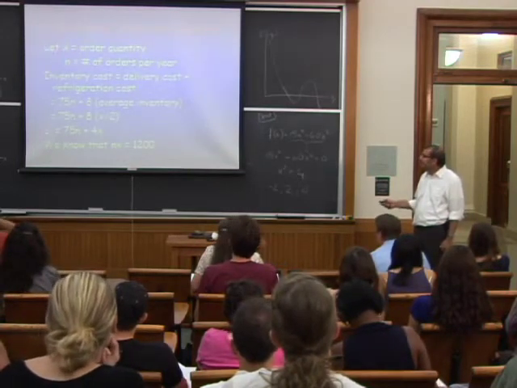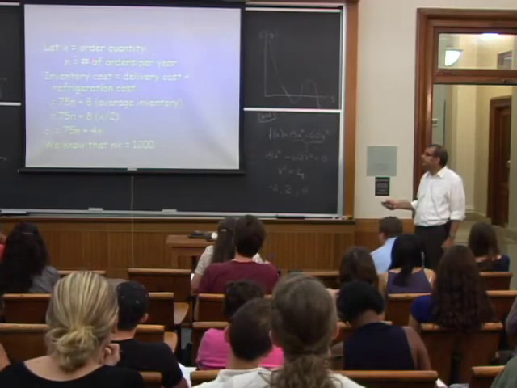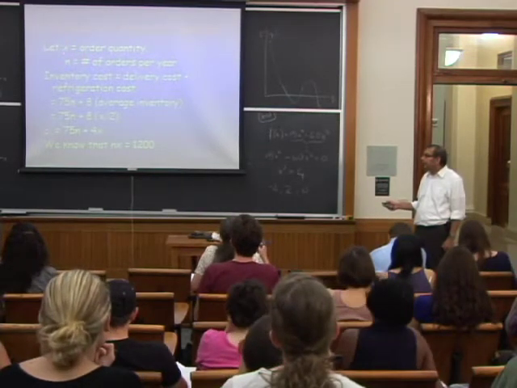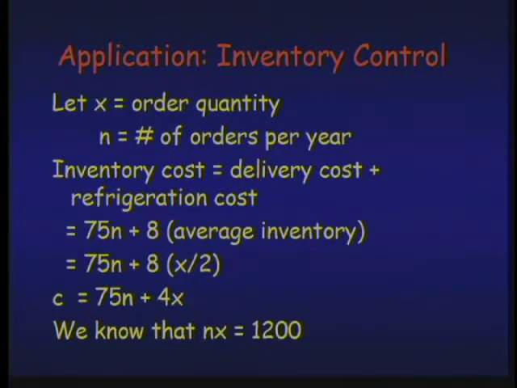So let that order quantity be called X. So that's the total number of cases that you order per order. N is the number of orders per year. Okay, so it's got to be the case that X times N is equal to what? 1,200, right? You want the annual order to be 1,200. So one constraint on our solution is going to be XN is equal to 1,200.